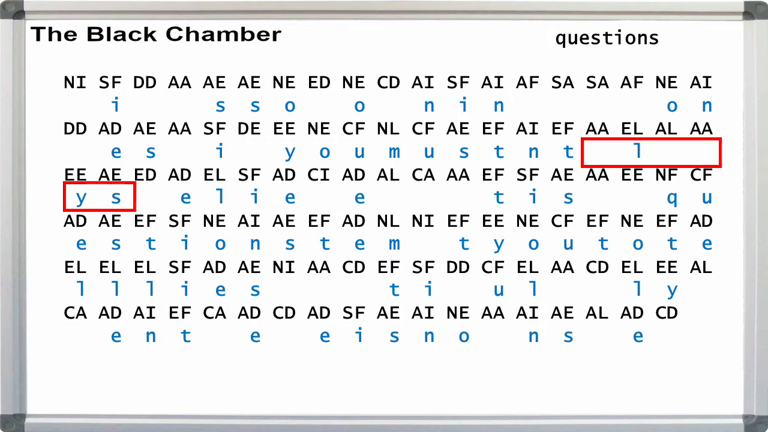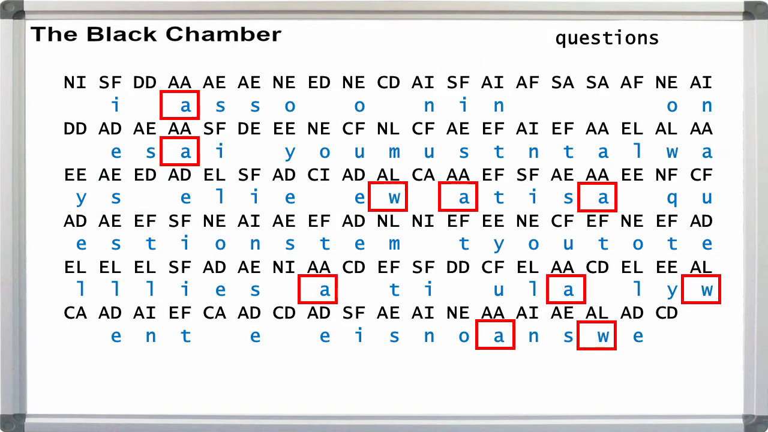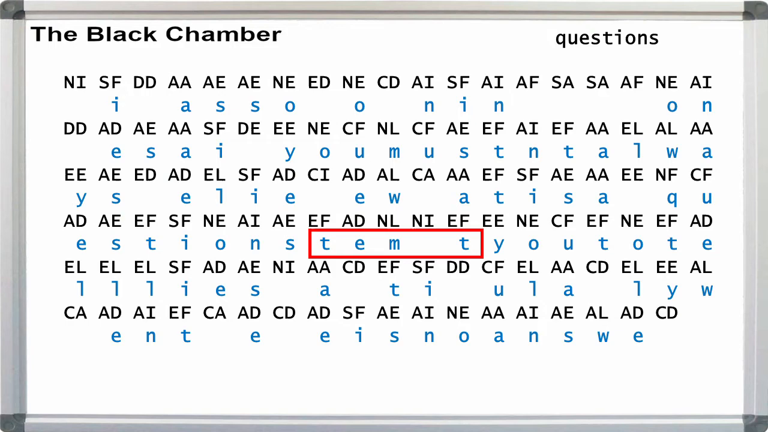The next block following you mustn't, something L, something YS, suggests always. Fill in the missing A's and W's. TEM something T looks like tempt. Fill in the other P's. This is almost fully solved.